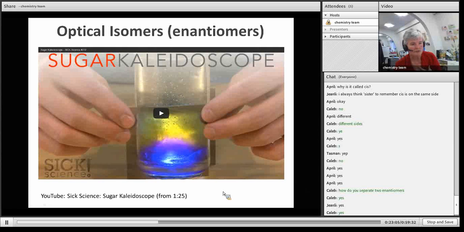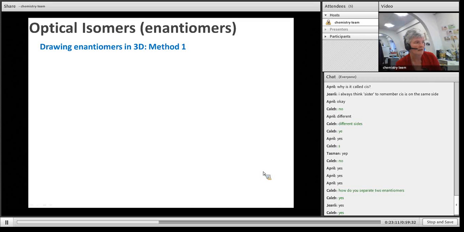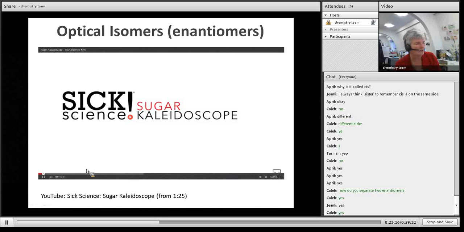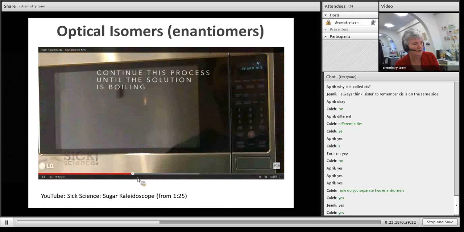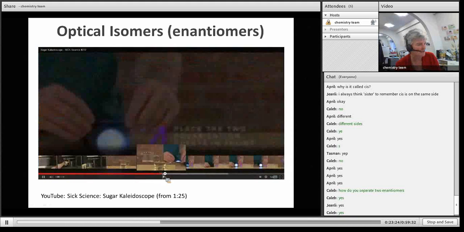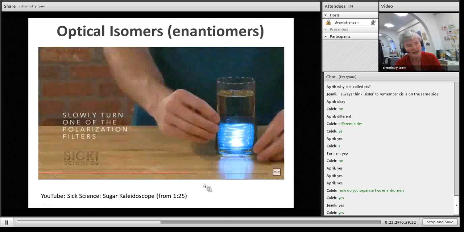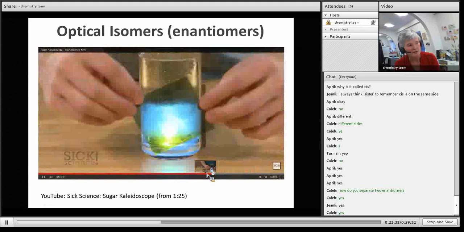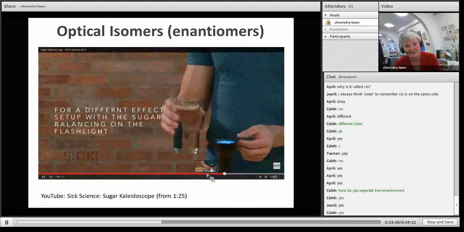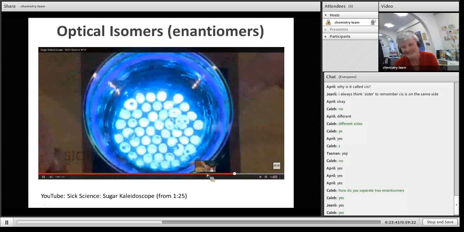Sorry, I've got to go back. It shows you how to do this whole thing if you wanted to try it out, with two lots of Polaroid sunglasses. They've got your sugar solution, and a Polaroid coming on one side, and because it's very concentrated, it actually is quite pretty. It shows all the different colors as well. So that's just for fun.